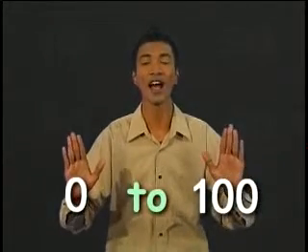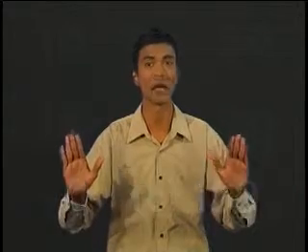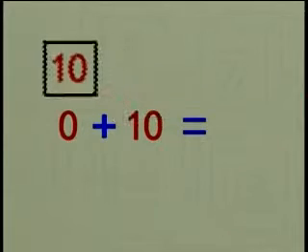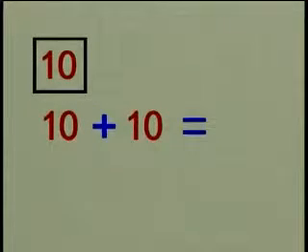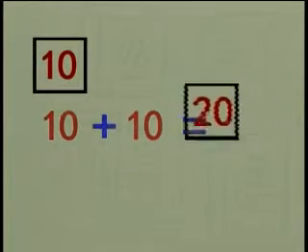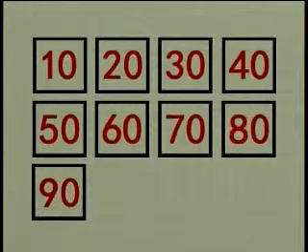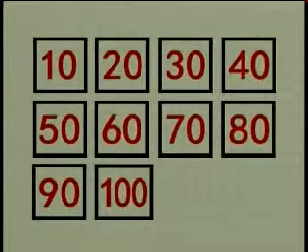Let's count on in tens from 0 to 100. Counting on in tens means we must add 10 to each number. So if we start with 0, the next number will be 0 plus 10, which is 10. Good. Then 10 plus 10 equals 20. Next will be 30, then 40, 50, 60, 70, 80, 90, and 100.